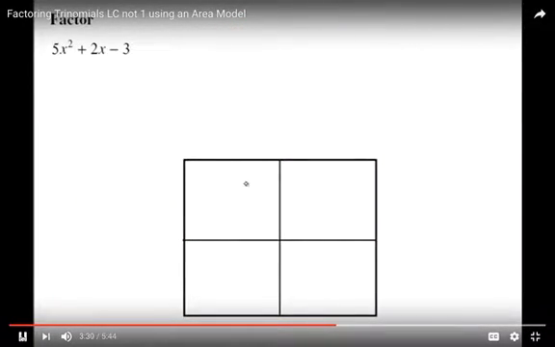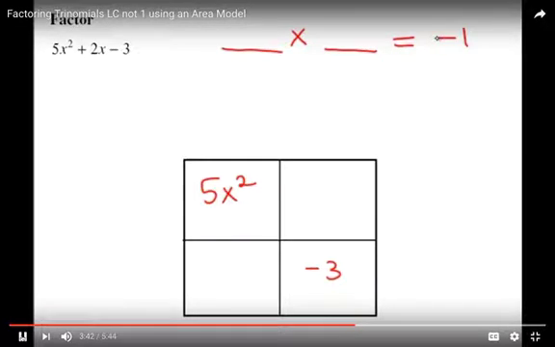Let's do another one. Alright, 5x squared plus 2x minus 3. We know where the 5x squared goes. We know where the negative 3 goes. The product of those two is negative 15x squared. So we're looking for two numbers that multiply to negative 15. But our middle term is 2x, so they have to add to 2.